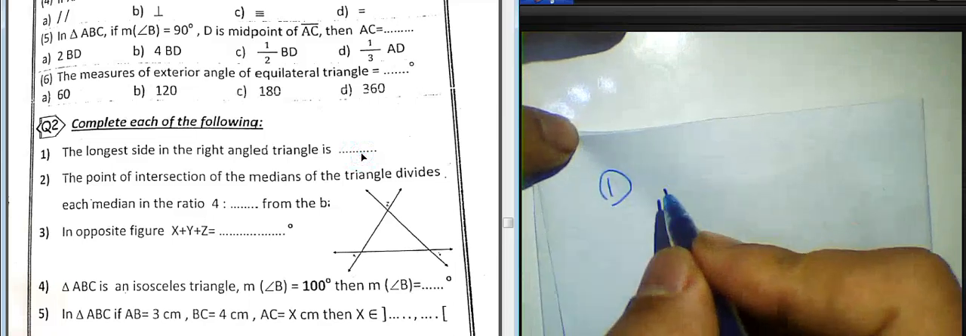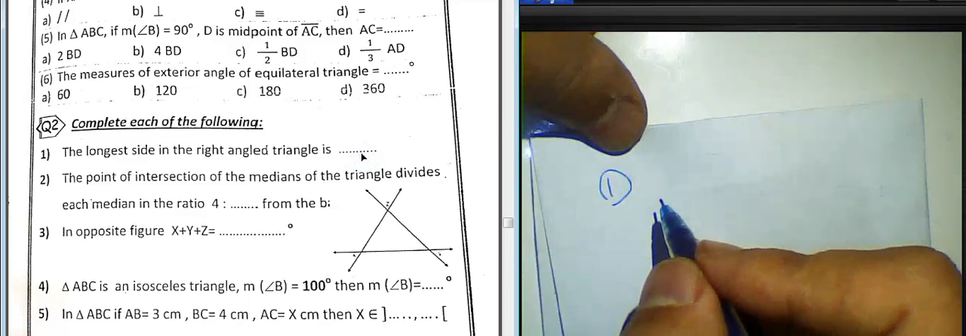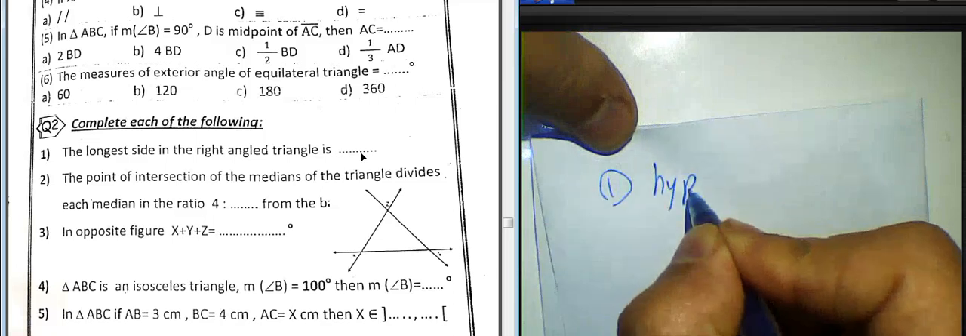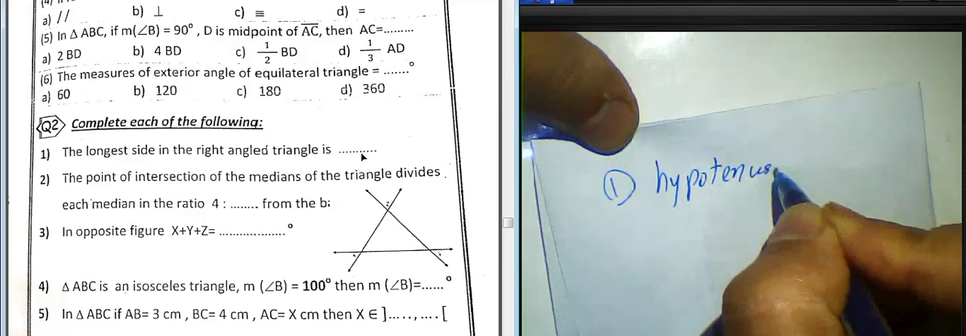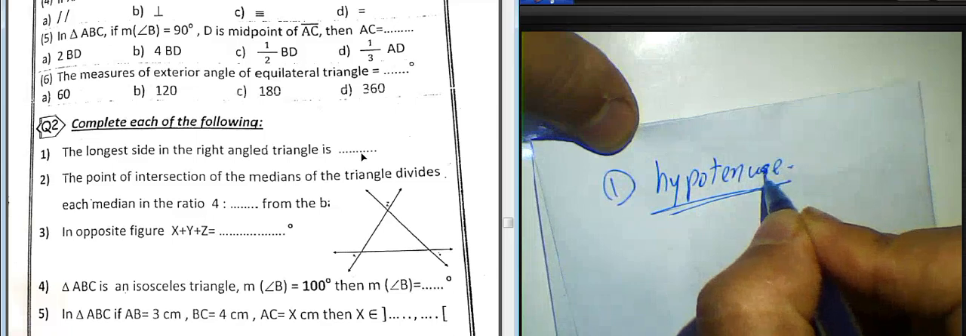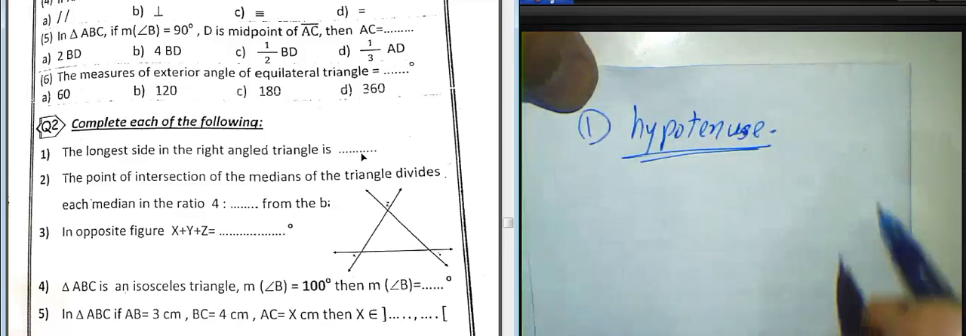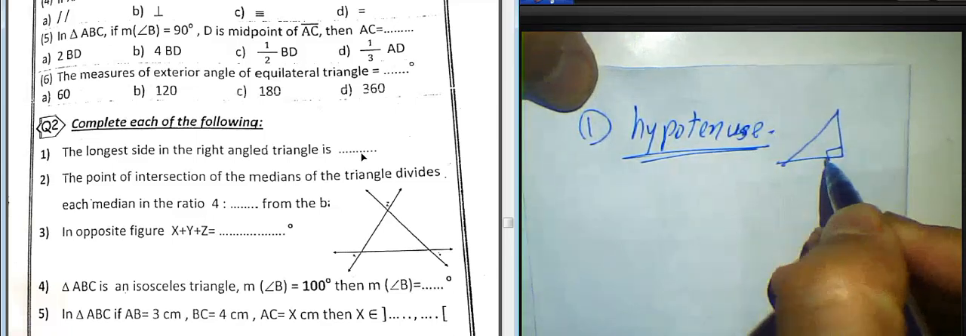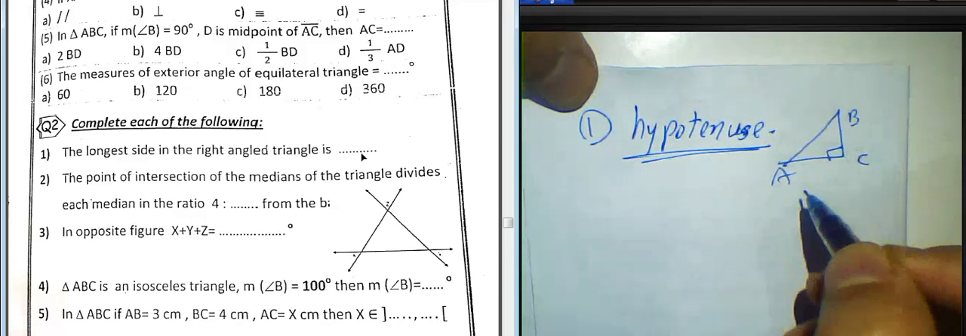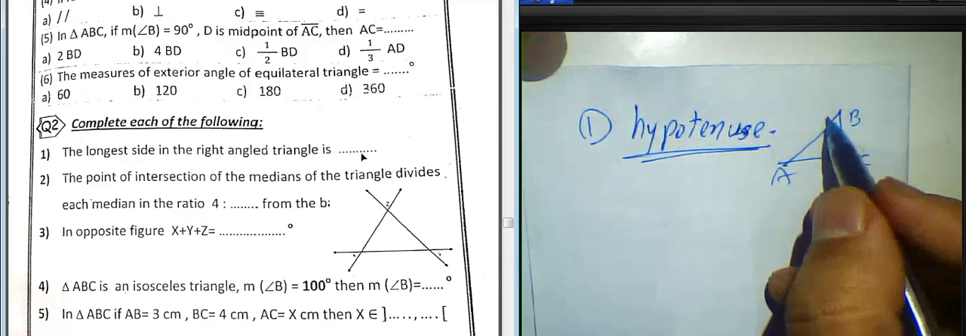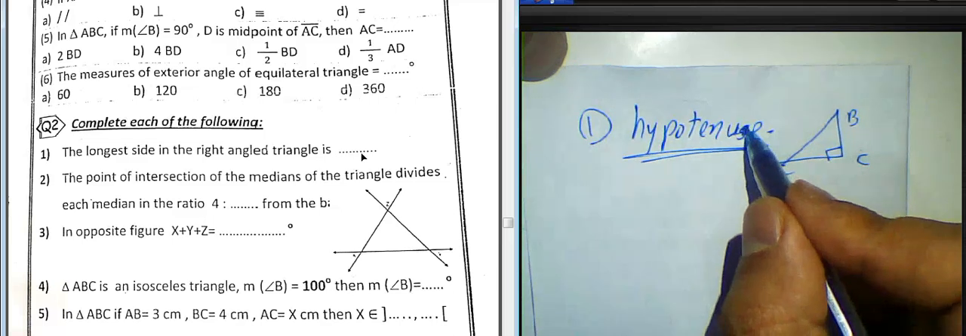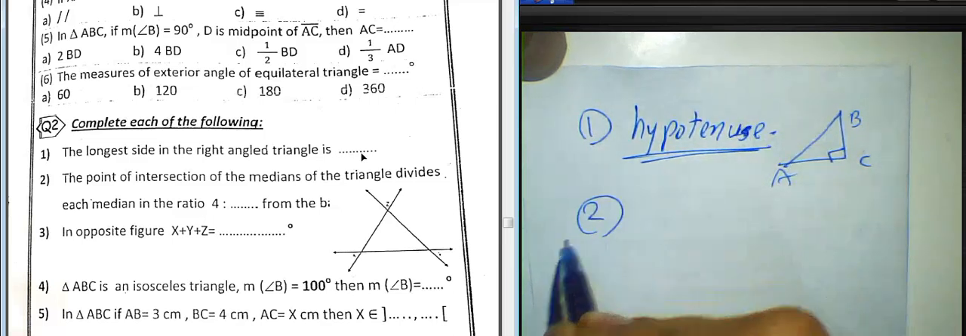Question number 1. The longest side in the right angle triangle is called what? Hypotenuse. The longest side in the right angle triangle is the hypotenuse. You know this property. If ABC is a right angle triangle, then the side opposite the right angle is the longest side here. We call it the hypotenuse.